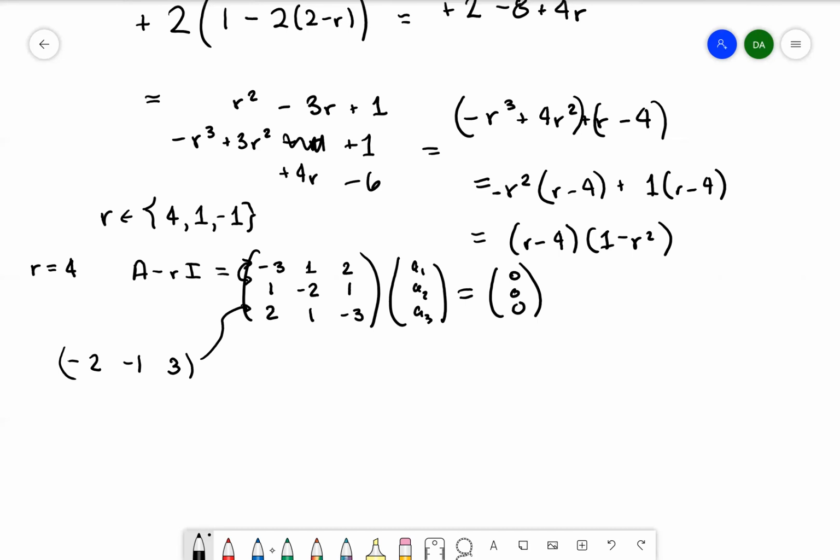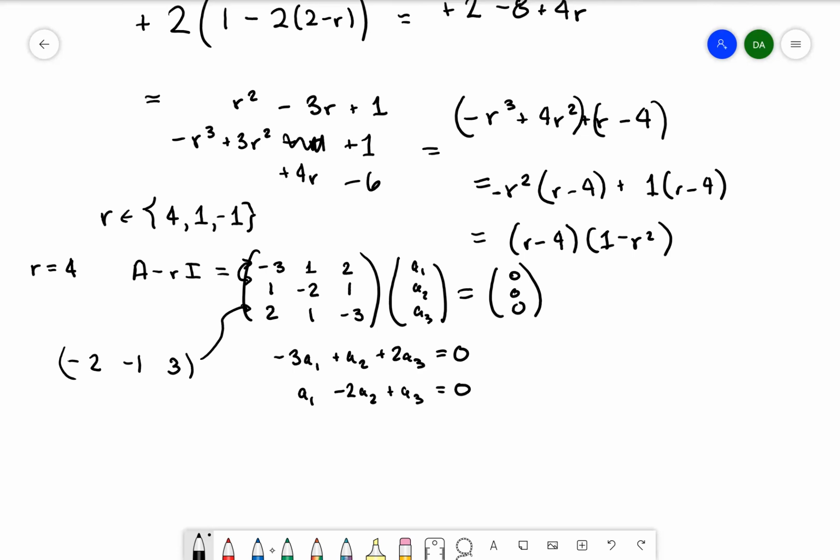Well, one way is just to do the old technique of multiplying this out. Negative 3a1 plus a2 plus 2a3 equal to 0. a1 minus 2a2 plus a3 is equal to 0. And then just solve this using any of the old techniques that we had. So what I'm going to do is eliminate the a3 first.